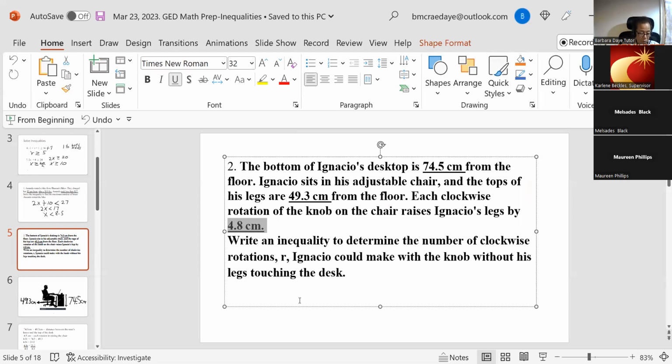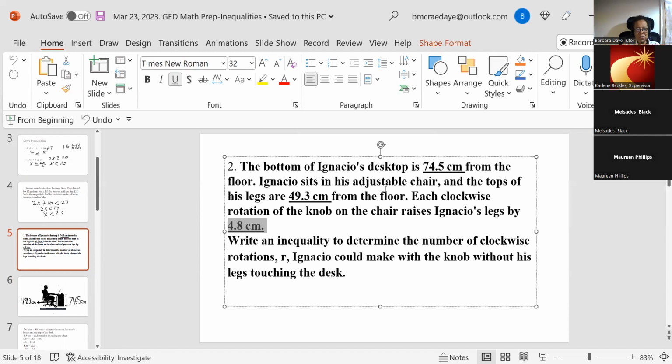Okay, you got 74.5 minus 49.3, right? And you divided that by the 4.8. Yes, 5.25. And put that in an inequality. Okay, so now put all of that in an inequality.